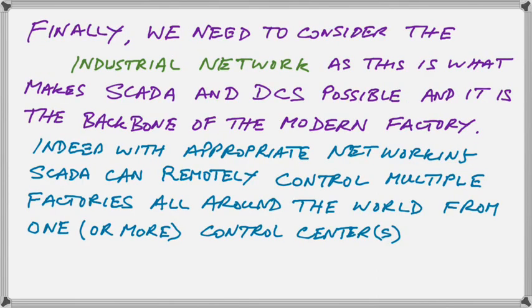Finally, we need to consider the industrial network on which all of these nodes run. This is what makes SCADA and DCS possible in the first place, and it is the backbone of the modern factory. It can be based on a fiber optic ring or some kind of two-wire bus like the CAN bus. But indeed, without appropriate networking, SCADA would be impossible. What can SCADA do? It can remotely control multiple factories around the world from one or more central control centers.